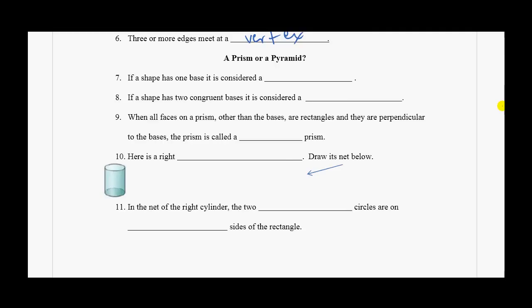The big idea in section 4.1 is to determine whether an object is a prism or a pyramid. If a shape has one base, it is considered a pyramid. If a shape has two congruent bases, it is considered a prism. When all faces on a prism other than the bases are rectangles and they are perpendicular to the bases, the prism is called a right prism.